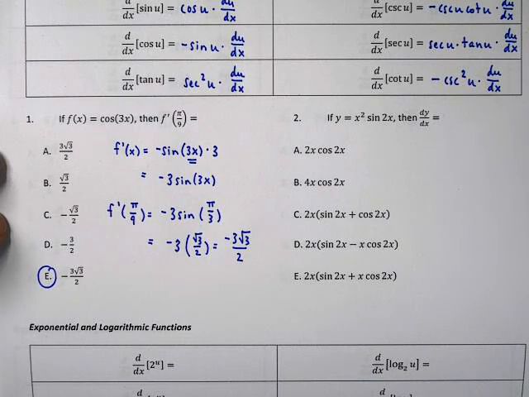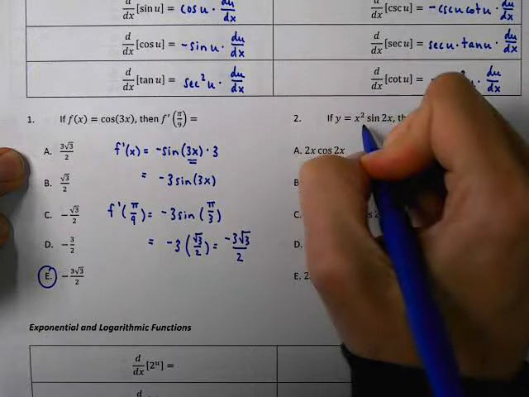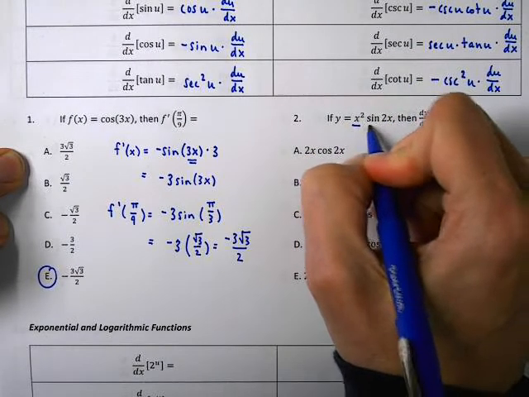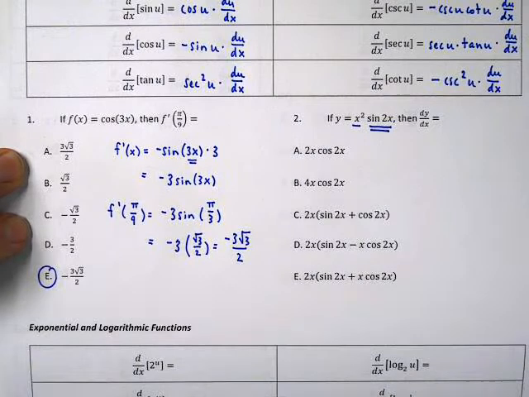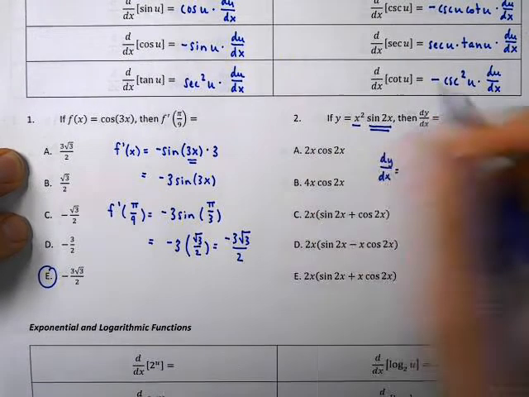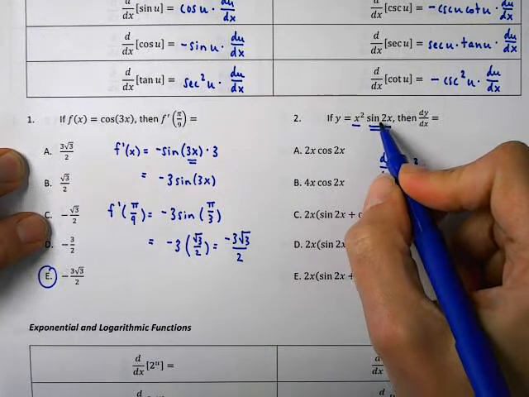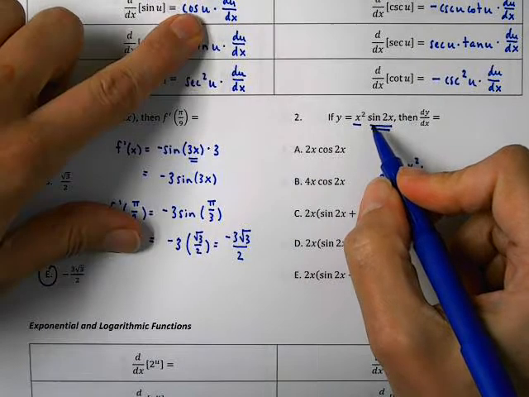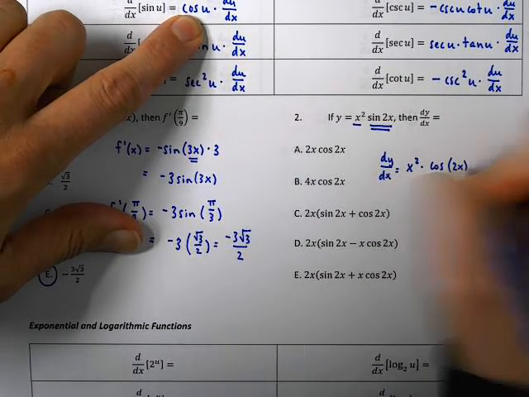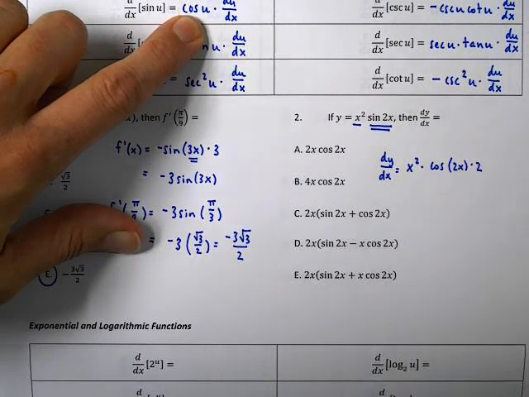Alright, my second example then looks like we're finding a general derivative, but I can see I've got product rule here because my first function is x squared, and then I have sine of 2x. So I'm going to use product rule, and I know I'm going to take my first function, x squared, times the derivative of my second. Well, the derivative of sine is going to be cosine, so I'm going to have cosine of 2x, and then I have to multiply by the derivative of my inner function, which is going to be 2.